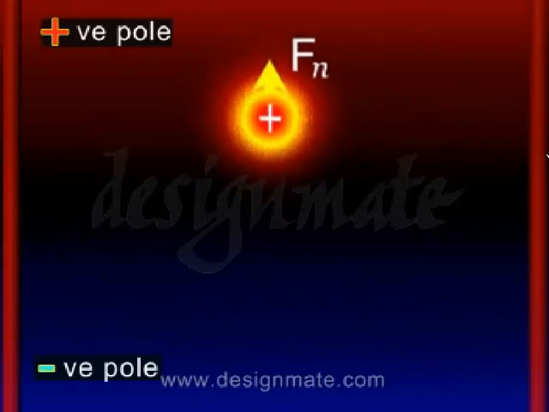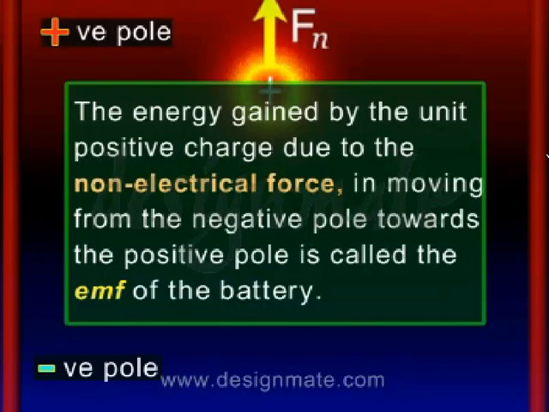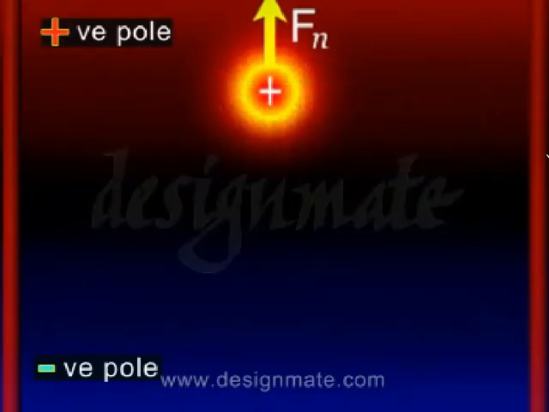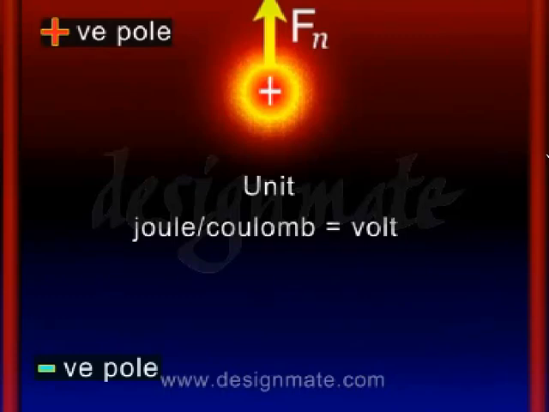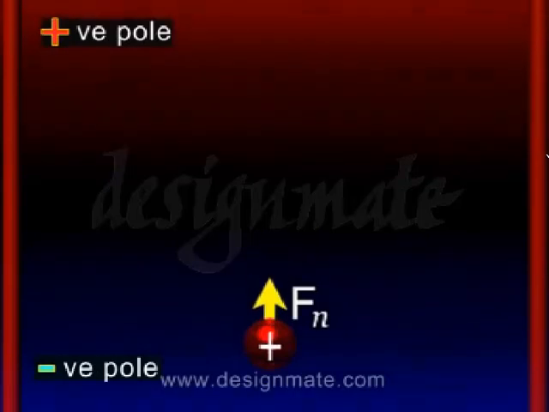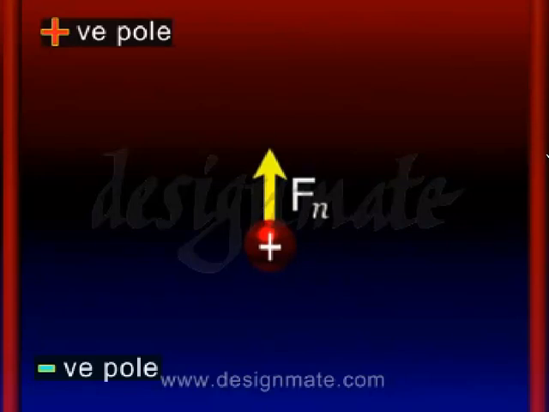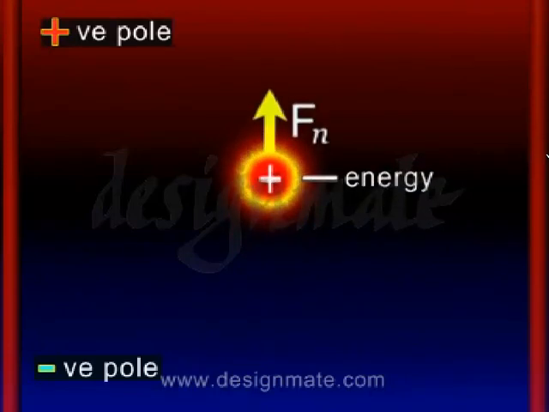The definition of EMF can also be given in a different way. The energy gained by the unit positive charge due to the non-electrical force in moving from the negative pole towards the positive pole is called the EMF of the battery. Its unit is given as joule per coulomb is equal to volt. The word EMF is a misnomer. It is not a force but energy associated with unit electric charge.